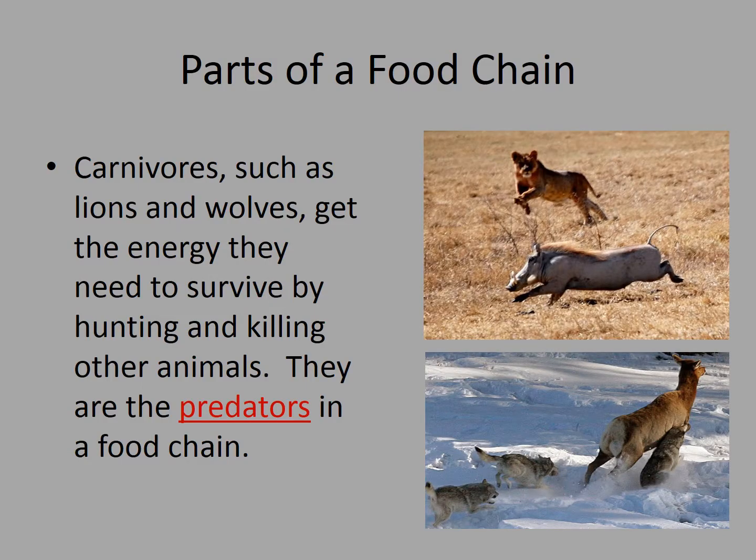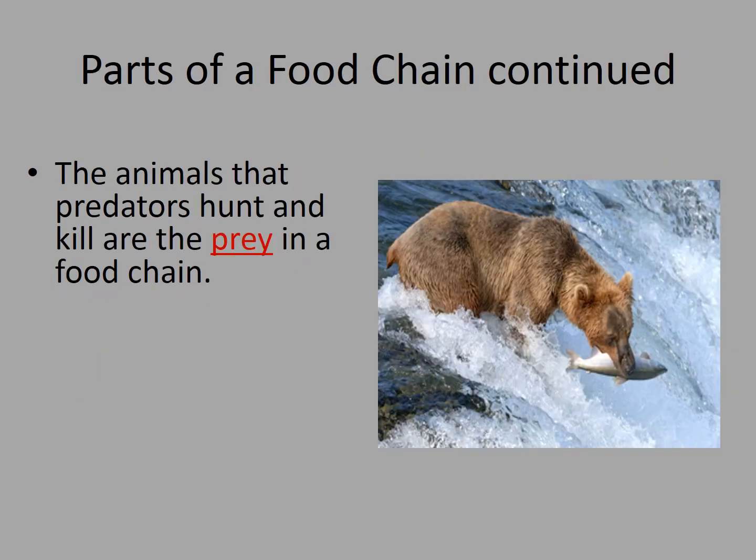Let's talk some more about the different parts of a food chain. Carnivores, such as lions and wolves, get the energy they need to survive by hunting and killing other animals. So carnivores, if you remember from our last lesson, are meat eaters. They are the predators in a food chain. So they prey on other animals. The animals that predators hunt and kill are the prey in a food chain. So look at the picture in this slide. What is the prey and what is the predator?